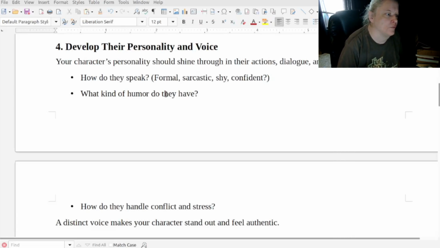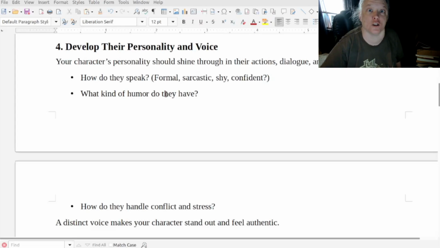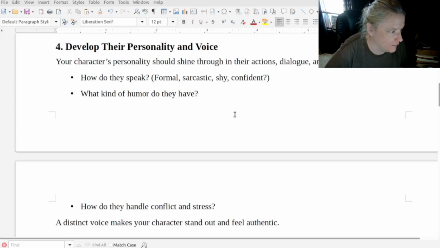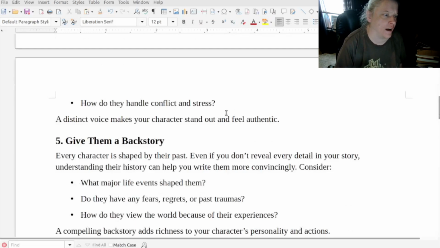So then, what kind of humor does your character have? Mine tend to have dry, sarcastic, kind of dark humor. That's kind of my humor, so it comes through in the stories. But your character might be all slapsticky, or they might have some juvenile humor, like maybe they laugh at fart jokes or something like that. And how does your character handle conflict and stress? Think about that. How does your character handle conflict and stress?